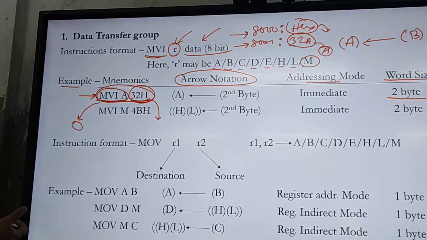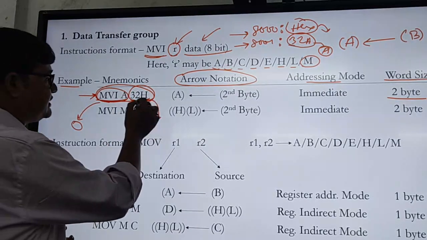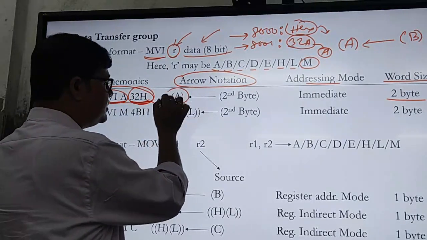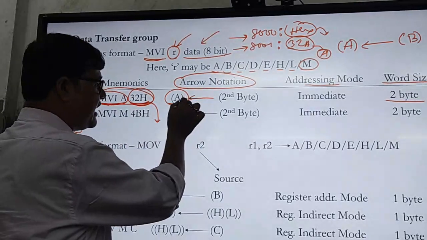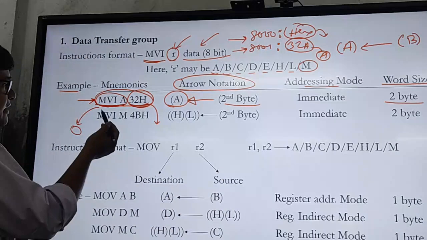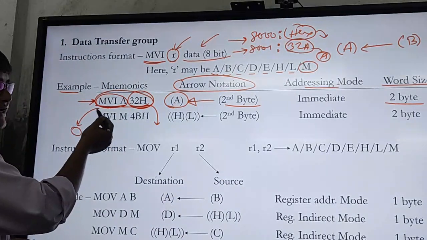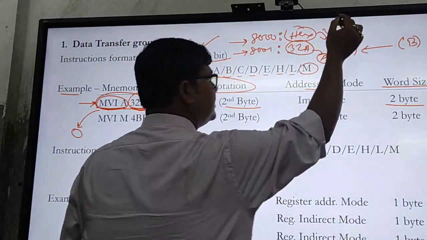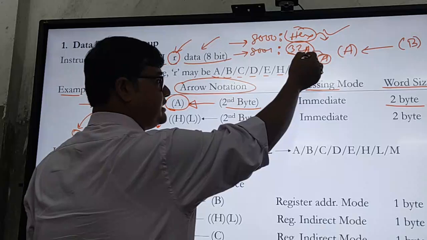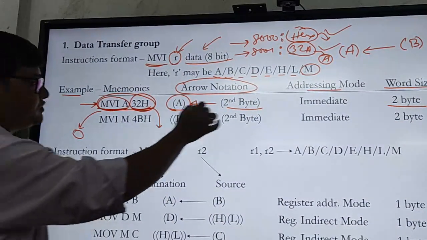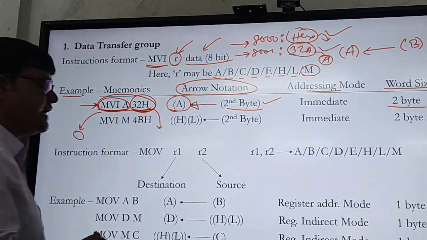In this way, we can explain how to write the annotation. See, here 32 is the data which should be stored into the accumulator. So write down the accumulator within a bracket, give the arrow in that direction and write the second byte. Why the second byte? Because MVI is represented by a hexadecimal code, and that is the first byte. And what is the second byte? The data itself, 32. So this second byte data should be loaded into the accumulator. Correct. So this is the annotation for MVI.